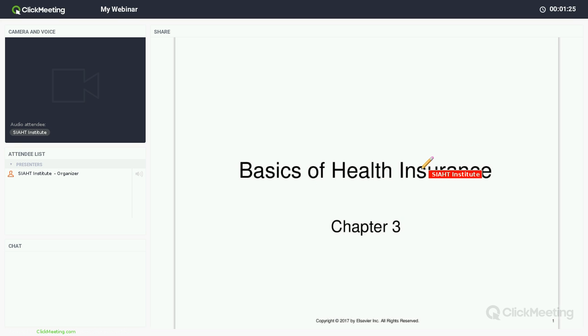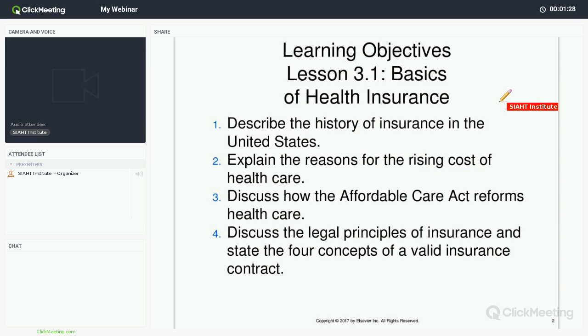As a result of what are the bases, how an individual needs to see the rising cost of health insurance, and then how the Affordable Care Act is trying to reform healthcare. This is a class that students will take in the medical billing and insurance specialist program. It is also a general class that they take as a result of being in the program.